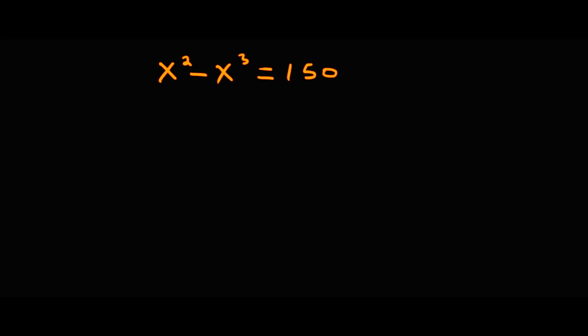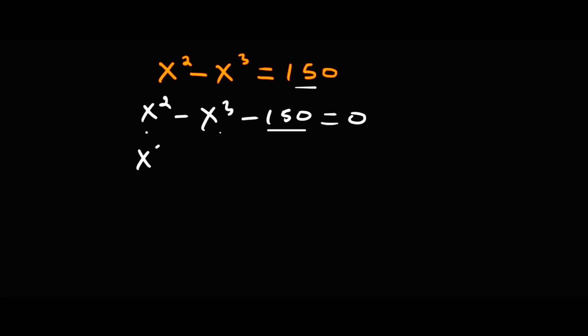So the first thing is just to move this constant term to the left. So we have x squared minus x cubed minus 150 is equal to 0. The next step is to rewrite 150 in such a way that we can obtain a number that is squared, another number that is cubed.